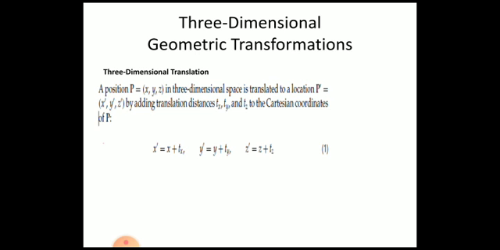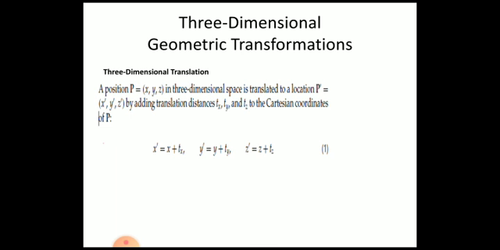As we all know, translation is nothing but the movement of points from one position to the other position. For example, a position P, which is defined with three coordinate values x, y, and z in a three-dimensional place, is translated, that means moved. In common language, we can call translation as movement. So it is translated to a location P dash, which is a new point, again defined with the values x dash, y dash, and z dash.